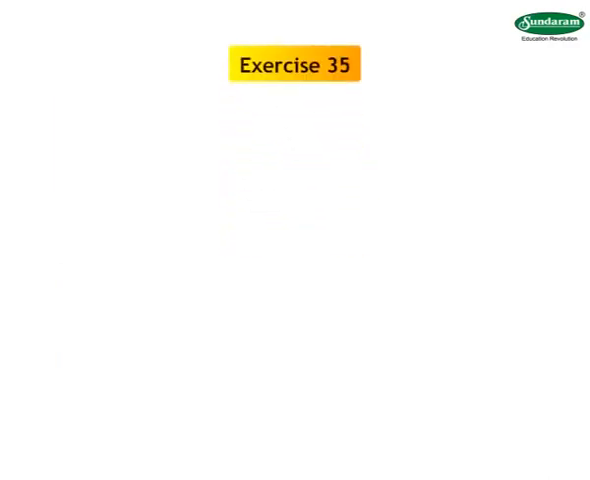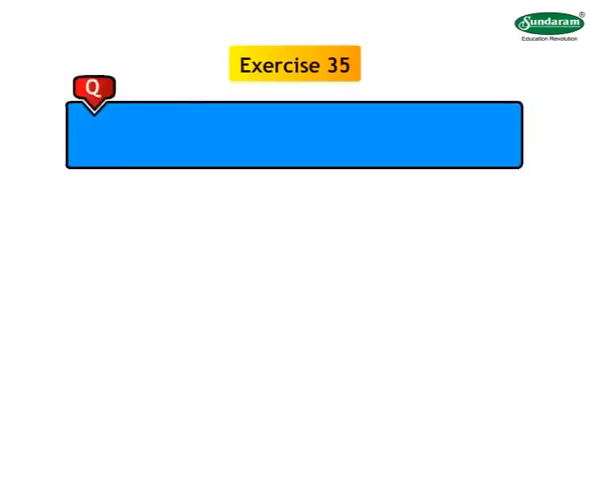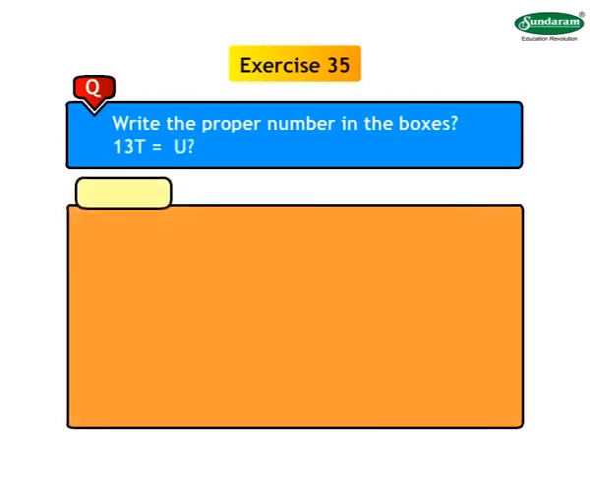Let us solve the Exercise 35 based on the examples learnt. Question. Write the proper number in the boxes. 13 tens is equal to how many units? As taught earlier, just place 1 zero of tens next to the number 13 to convert it into units. Thus, 13 tens is equal to 130 units. Similarly, 5 tens is equal to 50 units.